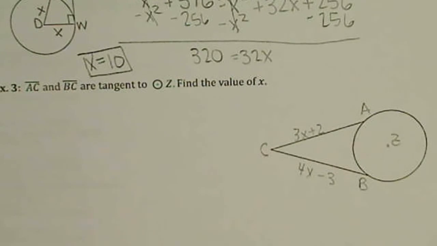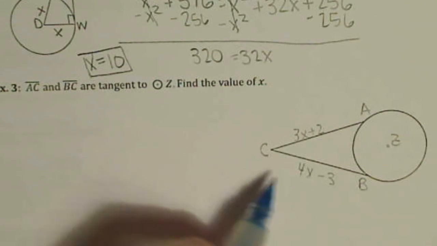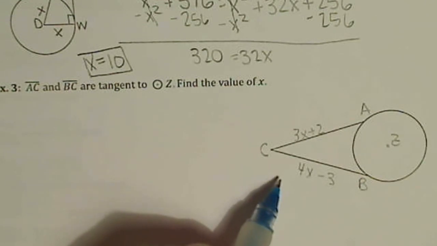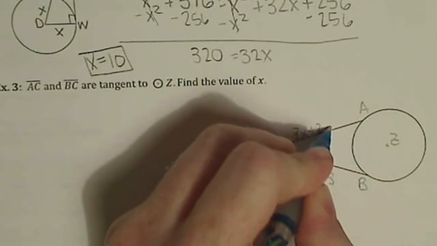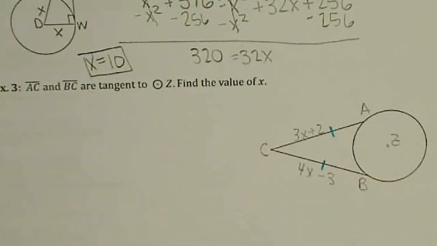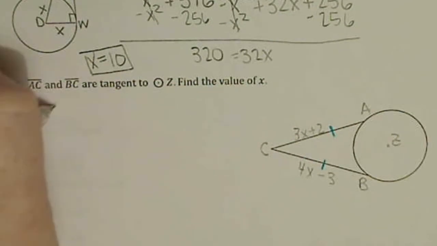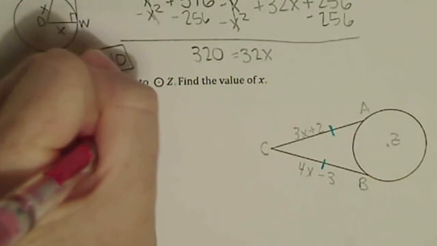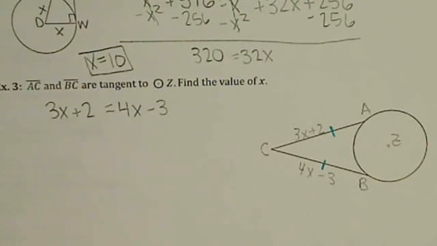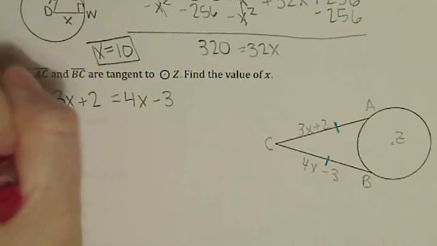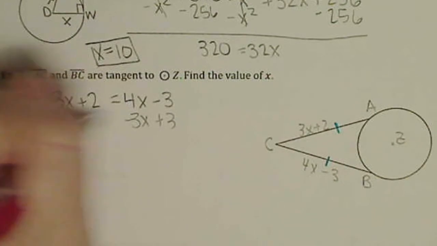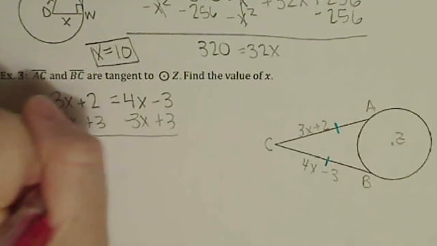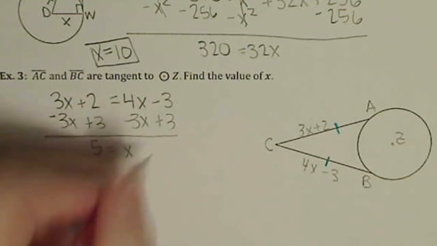Alright, number 3. AC and BC are tangent to Z. Since they both are tangent and they have C in common, theorem 10.11 says that they are congruent. So because they're congruent, to find x, let's set them equal to each other. 3x plus 2 equals 4x minus 3. Okay, let's solve for x. Minus 3x. Add 3. X equals 5.